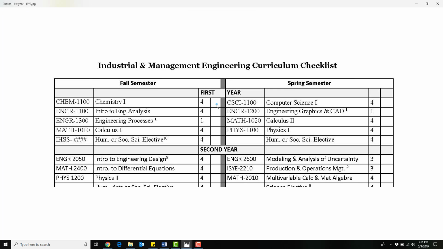First, Chemistry 1. Next, Introduction to Engineering Analysis, or IEA. This course is kind of like the physics of engineering. So if you do not have previous experience with physics from high school, or you'd like to refresh, you may want to take Physics 1 before taking Introduction to Engineering Analysis. Next is Engineering Processes. You'll see here that there is a footnote that corresponds.